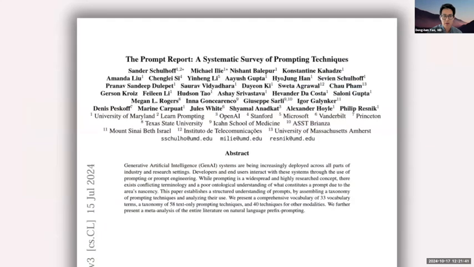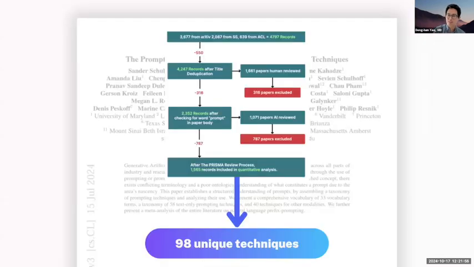And so someone wrote this really excellent systematic review on all the prompting techniques out there in the ether, and they summarize it into a very, very short manuscript of just 76 pages. And what they did was they took over 4,000 manuscripts. They did a bunch of different things to it. They actually used a little bit of automation, and they ended up identifying 98 unique prompting techniques.